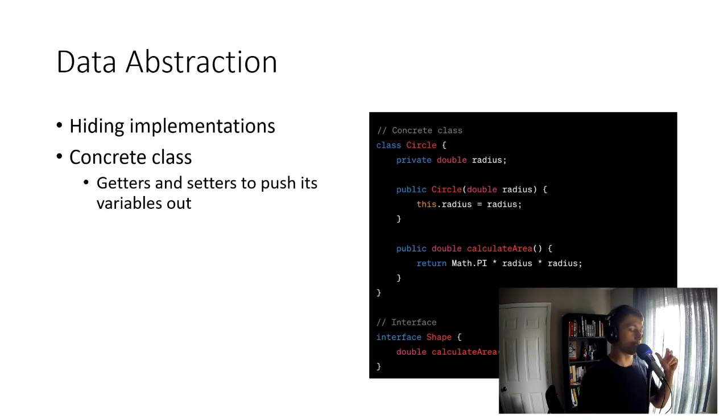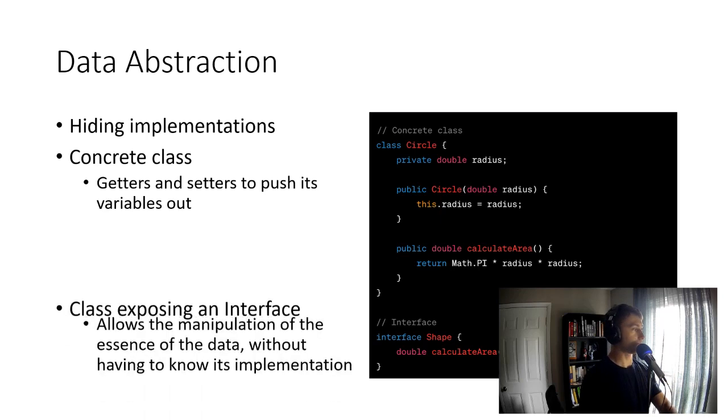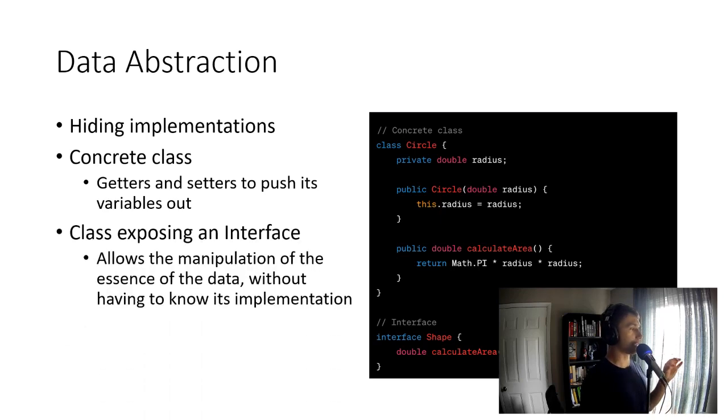You're able to use the abstract class as your blueprint or your base. Anyway, maybe a little bit outside of the scope. Data abstraction deals with hiding the implementation. So in a concrete class, you have getters, you have setters, and you use the getters and setters to push the variables out there.